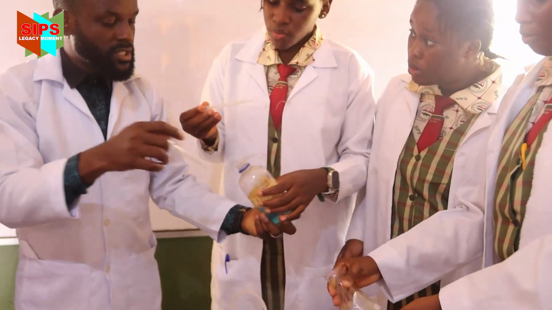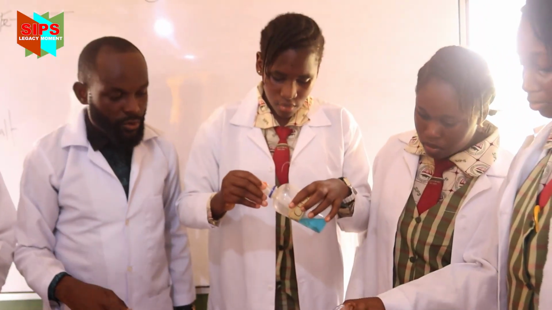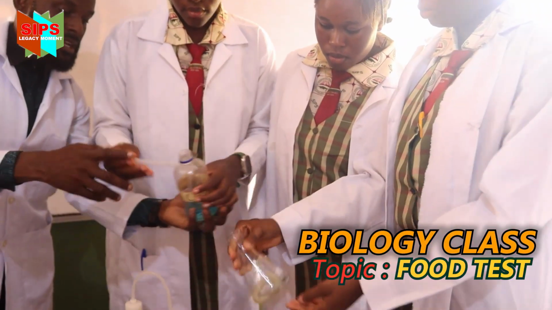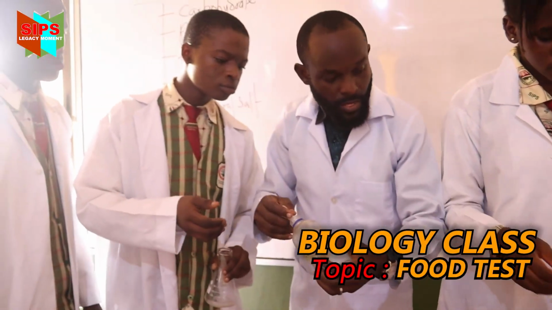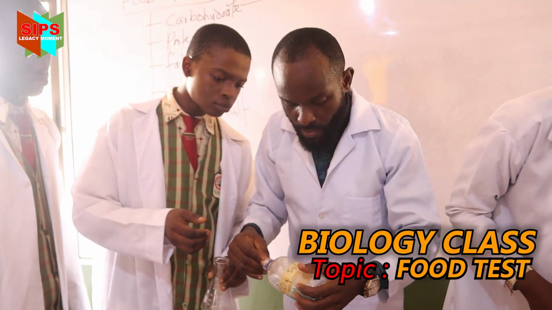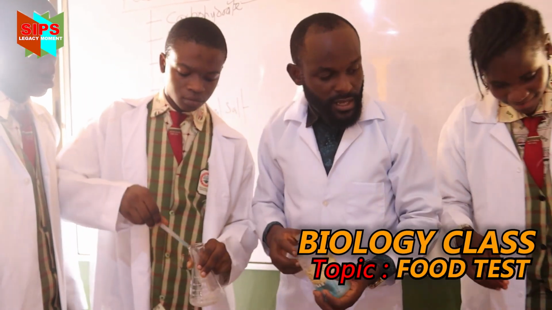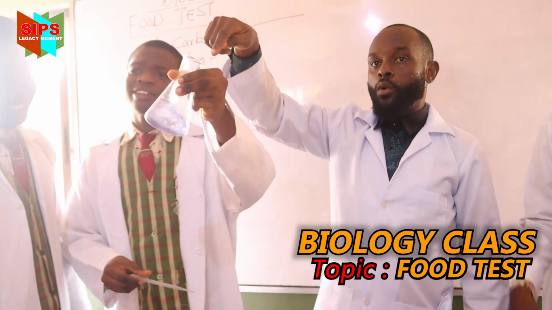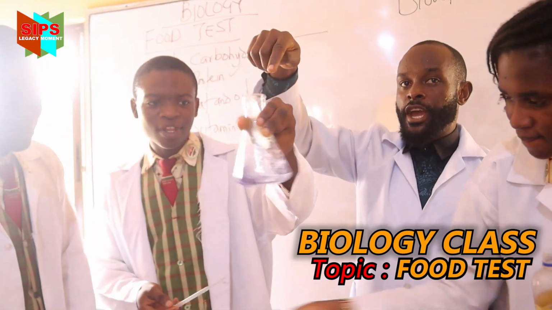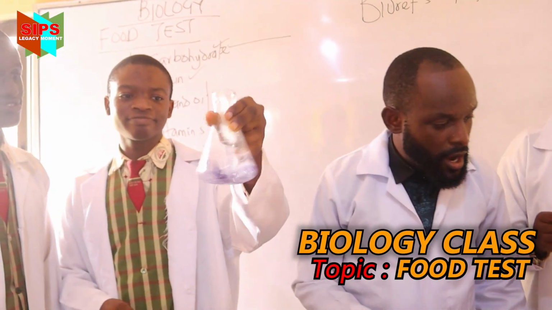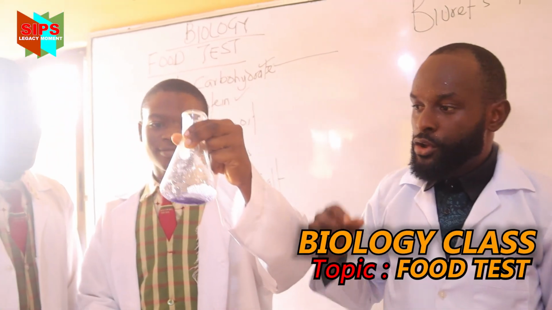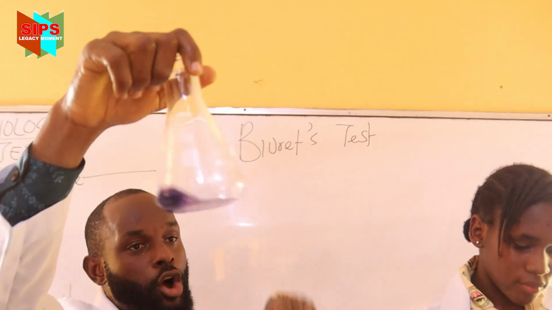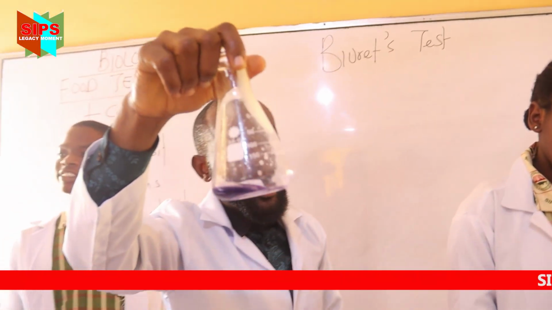Rinse that one. So add it. Add inside. Give it to the next person to add as well. So add inside. Are you seeing it? Yes. What color change? Good. Now, you see it has become what? Purple. Meaning that for your Biuret test, what's the expected color change?